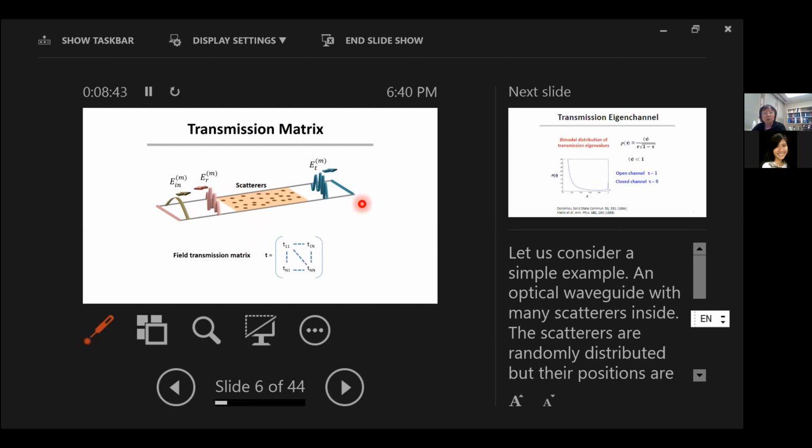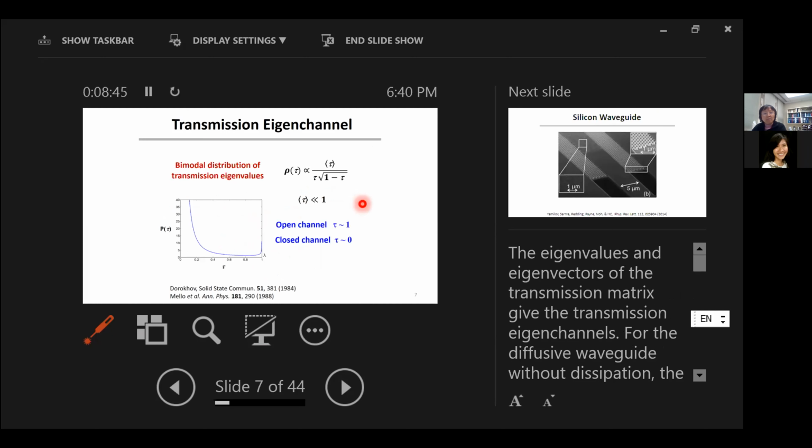Next, we try to find the eigenvalues and eigenvectors of T dagger T. That gives us the transmission eigenchannels. The eigenvector gives us the input wavefront for this eigenchannel, and the eigenvalue gives us the corresponding transmittance. In other words, if we prepare the input wavefront to be equal to the eigenvector, then we couple into one eigenchannel. The output will give us a transmittance that is equal to the eigenvalue.